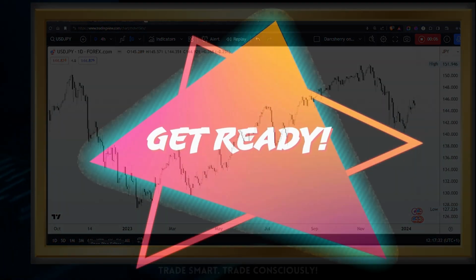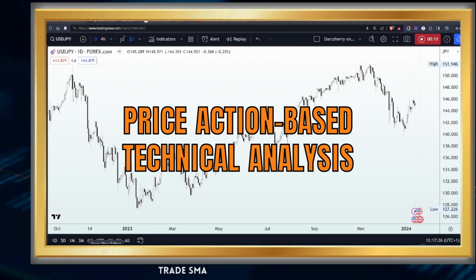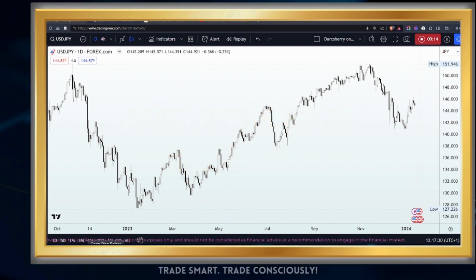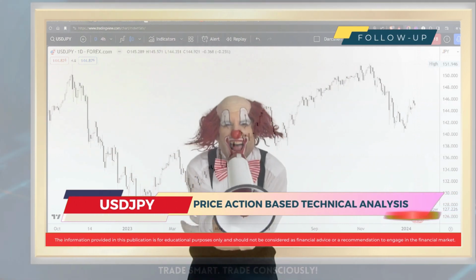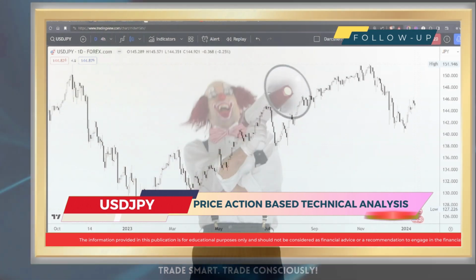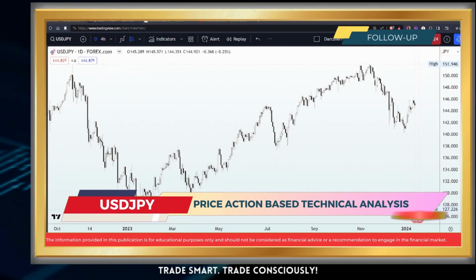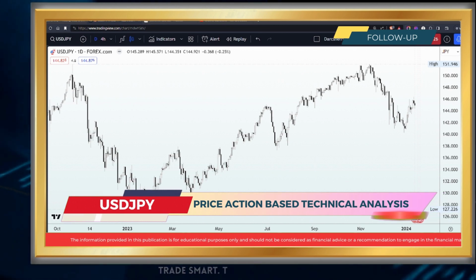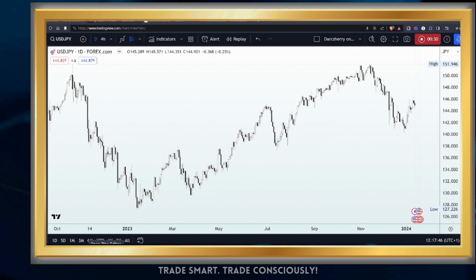Get ready for an in depth exploration into our weekly price action based technical analysis series. Today, we are making a surprising return to the USDJPY market structure after over 5 months of inactivity on these financial assets. Some interesting setups have caught my eye, prompting a reconsideration for this week.